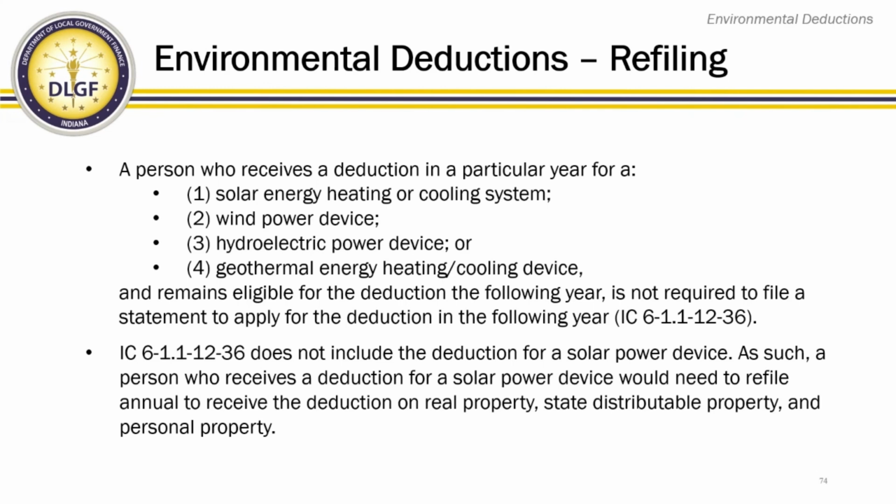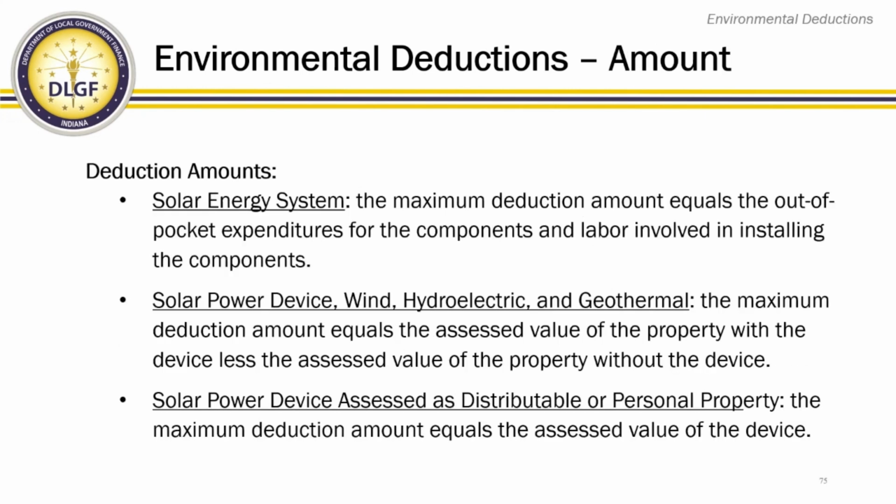And a person who is receiving the deduction a particular year for the listed ones on the slide here remains eligible for that deduction the following year, and they're not required to refile that deduction the following year. However, for the solar powered device, they do have to refile that on an annual basis, including some of the state distributable forms, which is that 103 SPD.